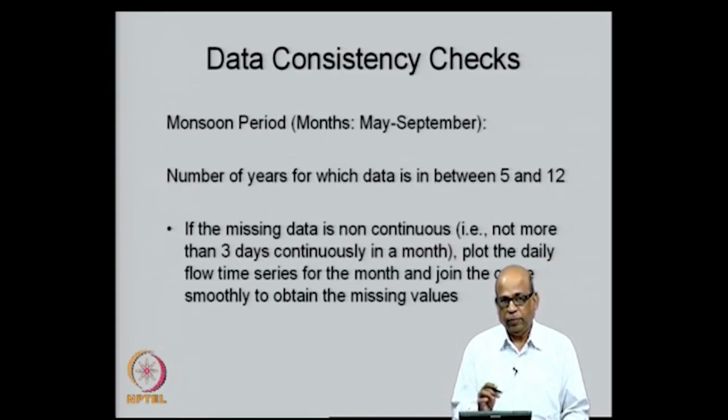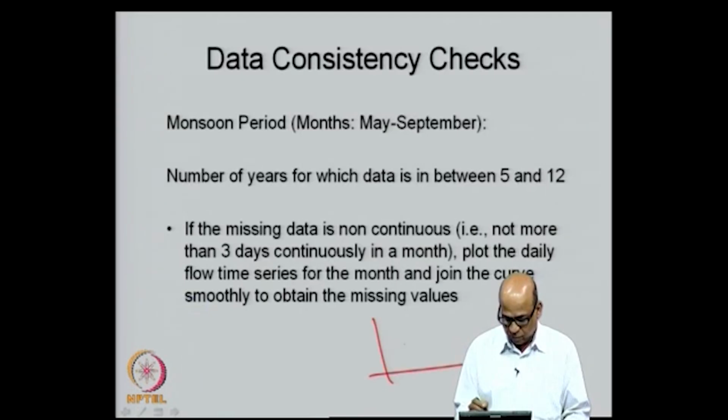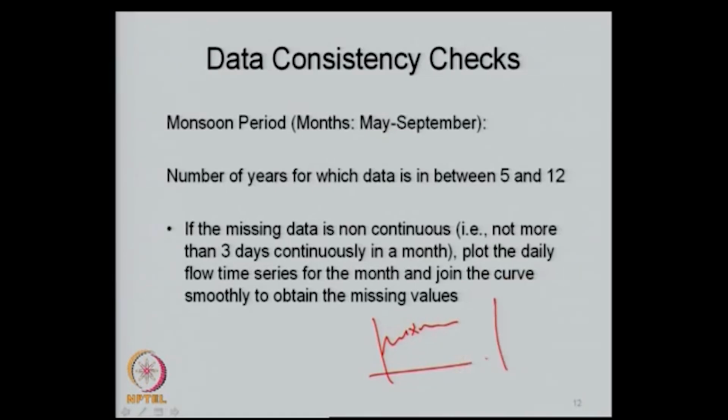Let us say the missing data is non-continuous. What do I mean by non-continuous? That is, if we have data like this, this was the time series, and then 1 day is missing here and then it is continuous. So, there is only 1 day that is missing here, or maybe a maximum of 3 days is missing here, like this 3 days data is missing and then it continues. So, if the missing data is non-continuous, then plot the daily flow time series for the month and join the curve smoothly to obtain the missing values, that is all.